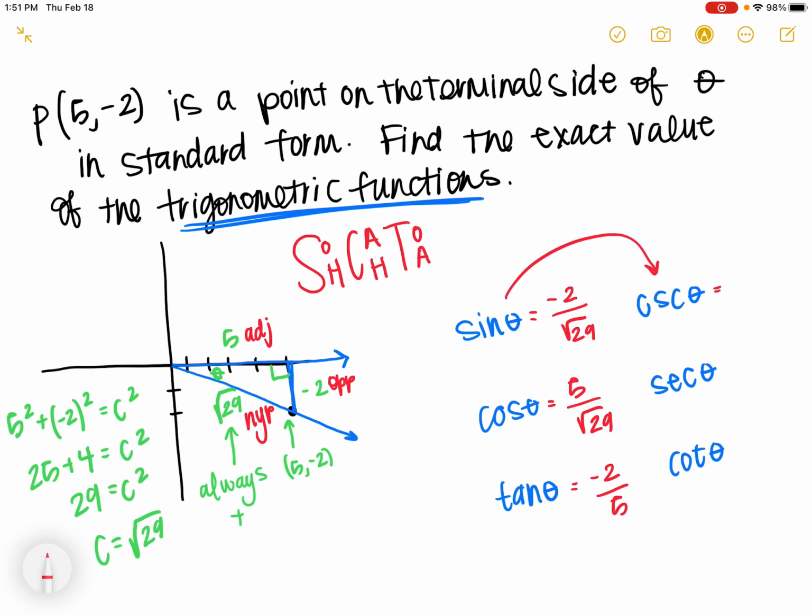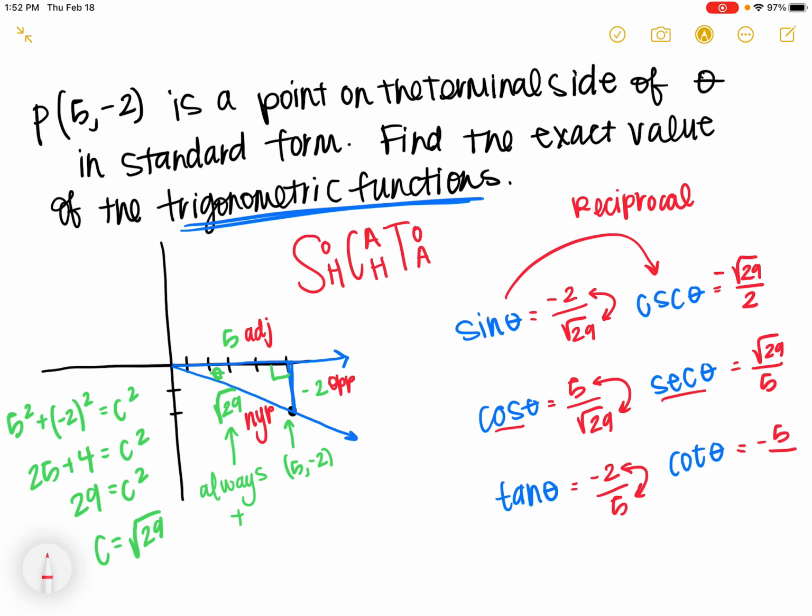Cosecant and sine are reciprocals. So I can just flip this, and this is going to be square root of 29 over 2. Same with cosine and secant. I could just flip this, and I get square root of 29 over 5. Oh, this one should have been negative, sorry. Same thing here. I could just flip this, so I have -5 over 2. Cool? Okay.